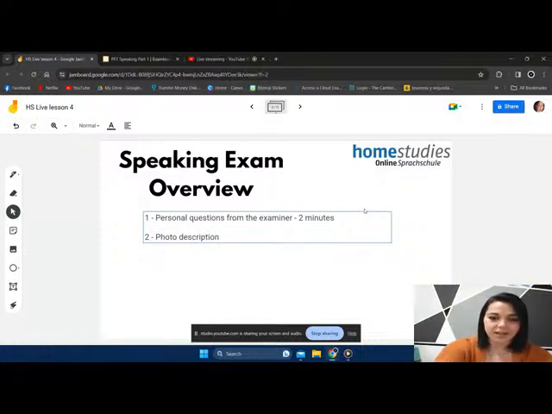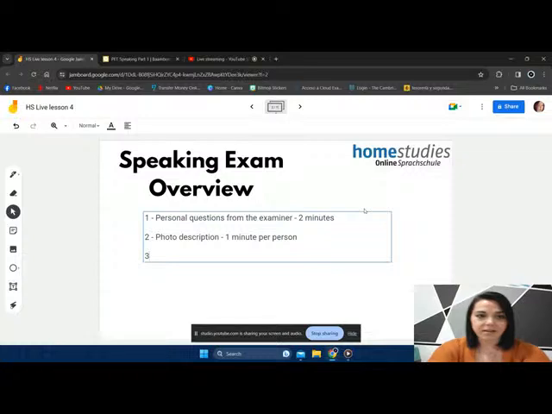Okay, and that is about 1 minute per person. Okay, the examiner has 2 photos, 1 photo for each candidate. So that is 1 minute per person.